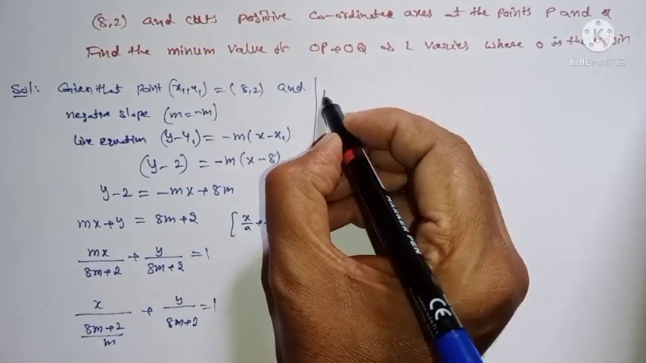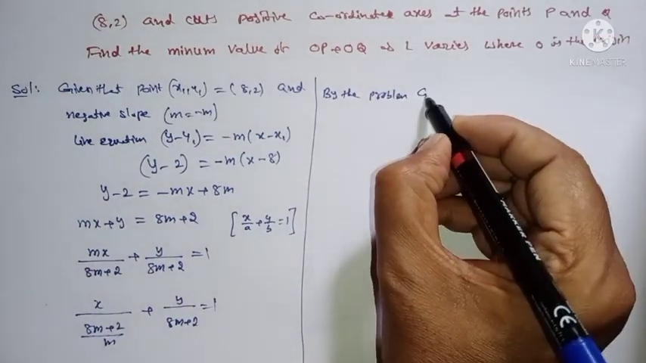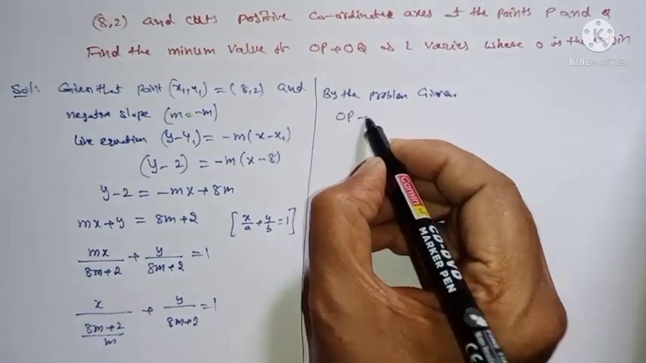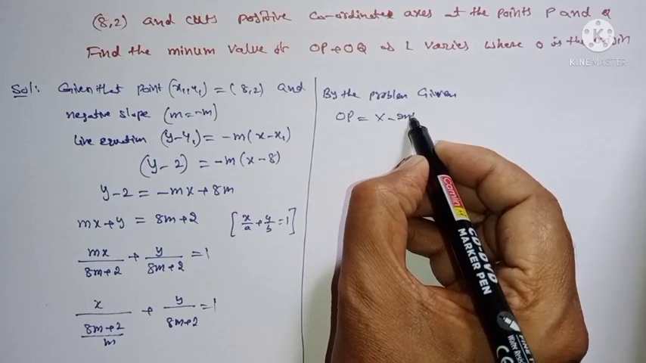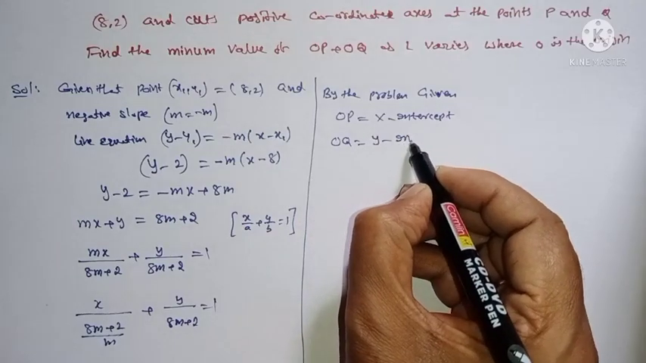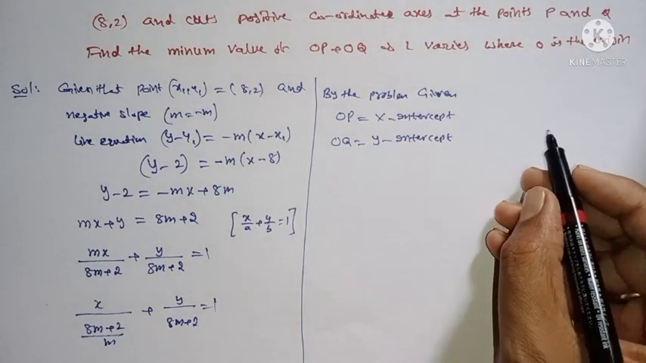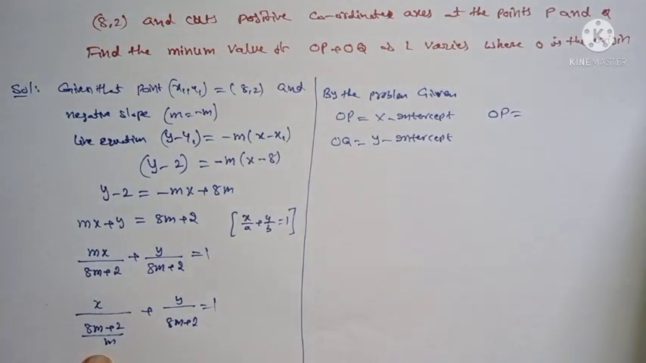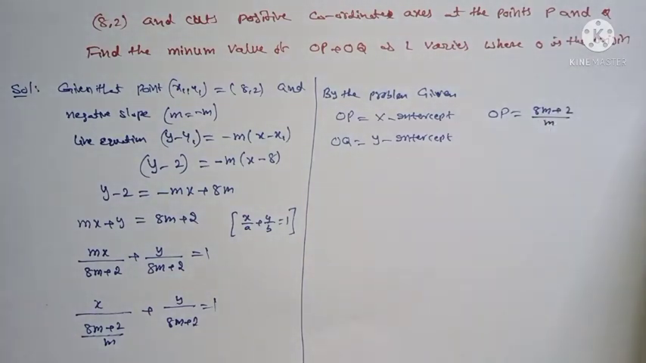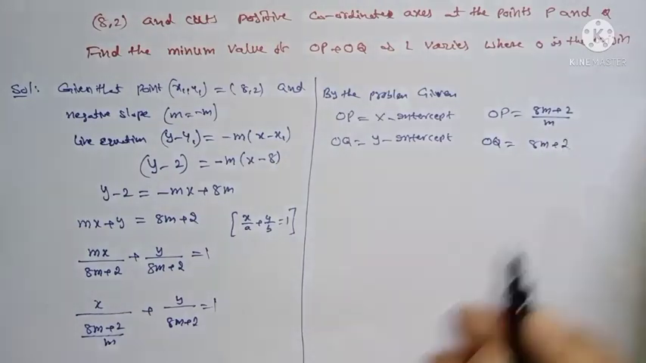Therefore, by the problem, OP is the x intercept and OQ is the y intercept. Clear? Therefore I can write OP is equal to the x intercept, which is (8m plus 2) by m, and OQ is equal to 8m plus 2.